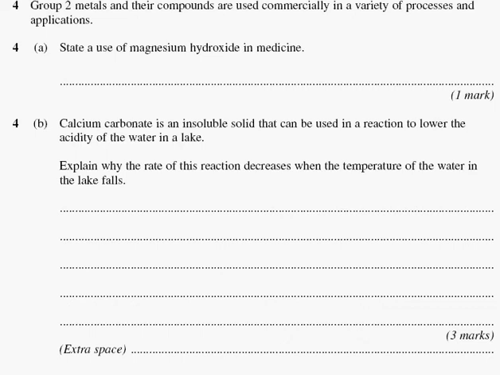Okay, moving on to question 4. Group 2 metals and their compounds are used commercially in a variety of processes and applications. State a use of magnesium hydroxide in medicine.